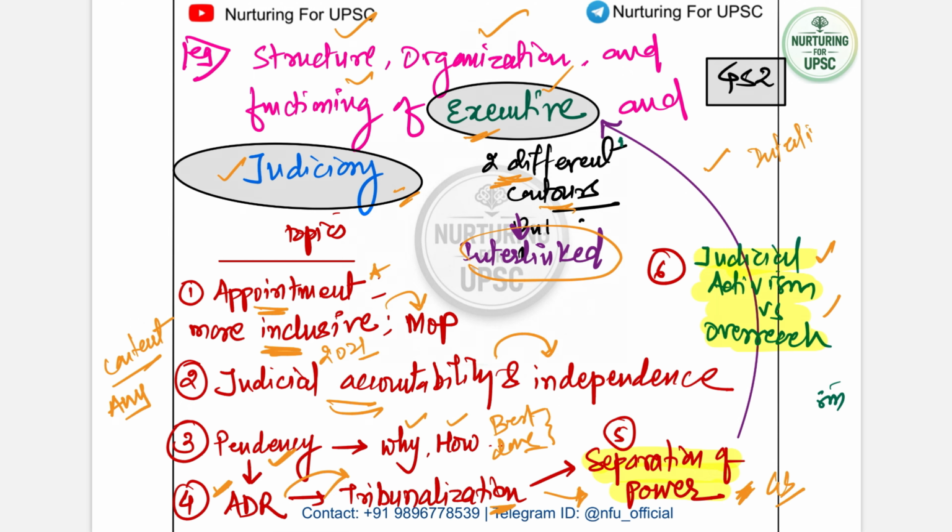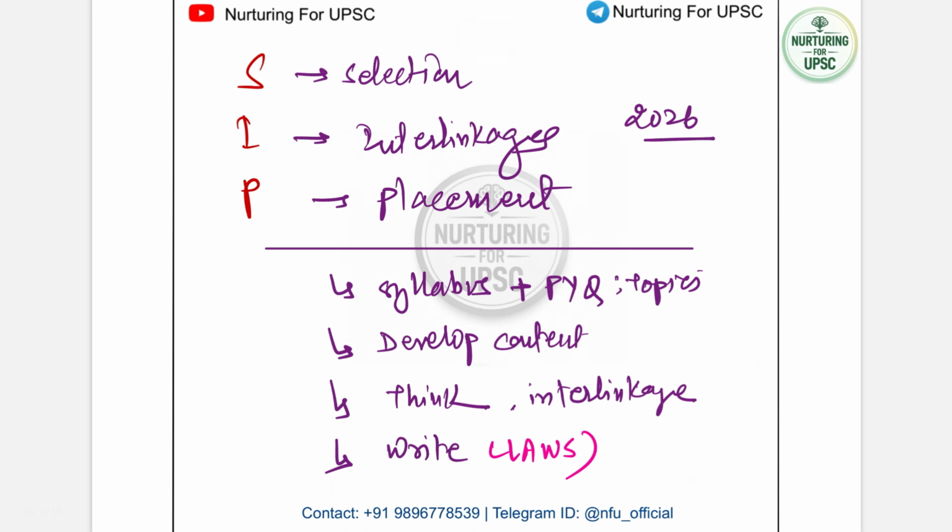Such interlinkages would mean that you can readily cross utilize the content and data for writing very enriched and value added answers. Talking about how it should be done, our program SIP, which is selection, interlinkages, and placement, would similarly do this exercise for the entire syllabus, whereby we would be discussing the syllabus, PYQs and topics to arrive at a ready-made concise topic identification list that would ensure that you have a roadmap to develop content upon.